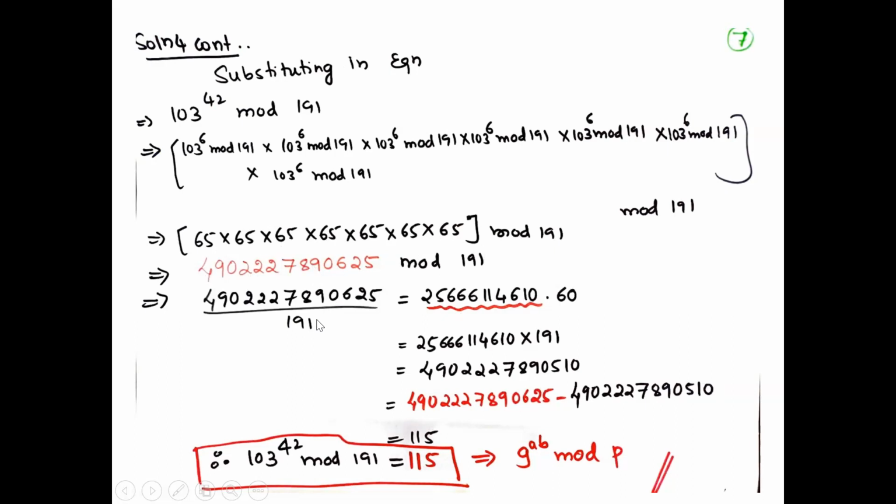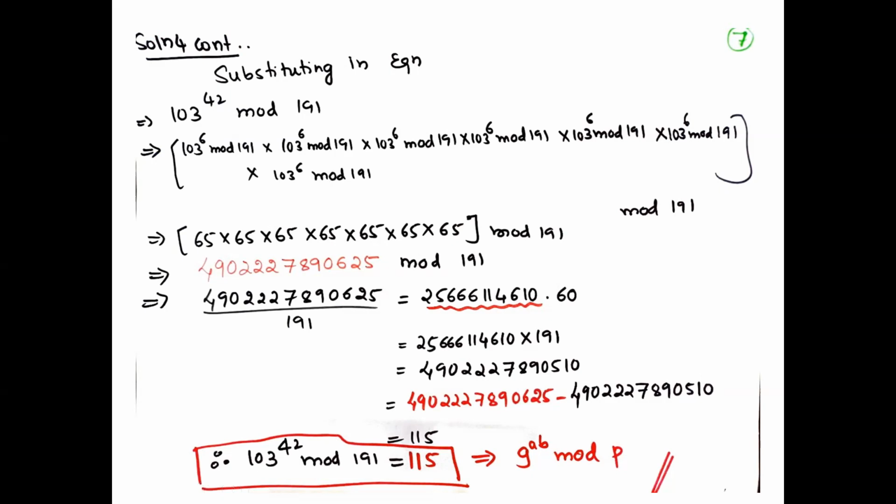The decimal part has to be multiplied with the mod value. So you will get a result. The result has to be subtracted from 490,222,789,0,625. So the answer would be 115. Therefore, 103 raised to 42 mod 191 equals 115, which is nothing but G raised to A into B mod P as 115.